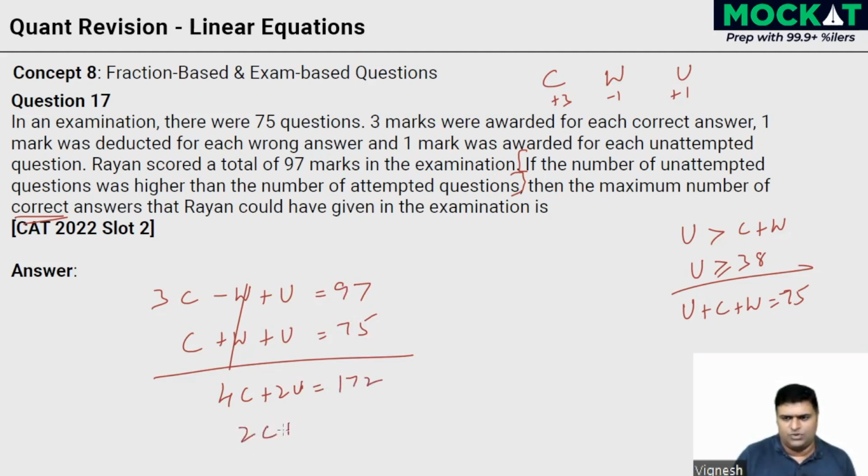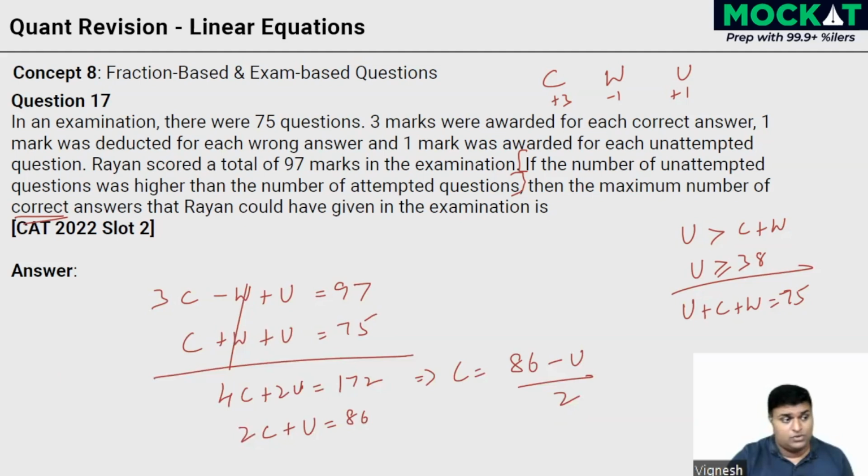Divide by 2, 2C plus U equals half of this, 86. So C equals 86 minus U divided by 2 over here, right? 86 minus U divided by 2.